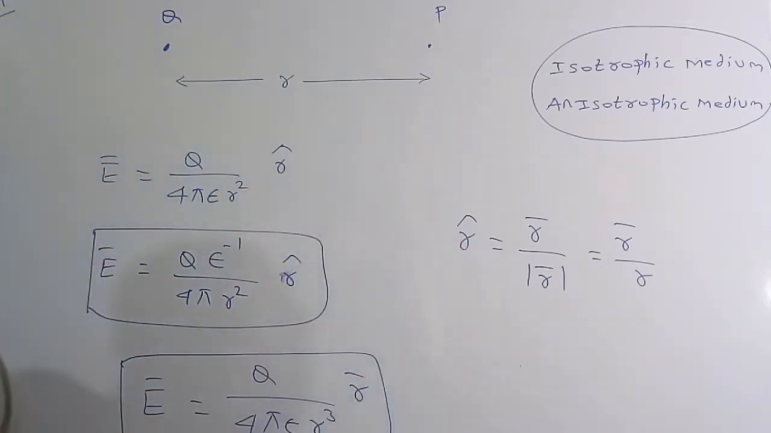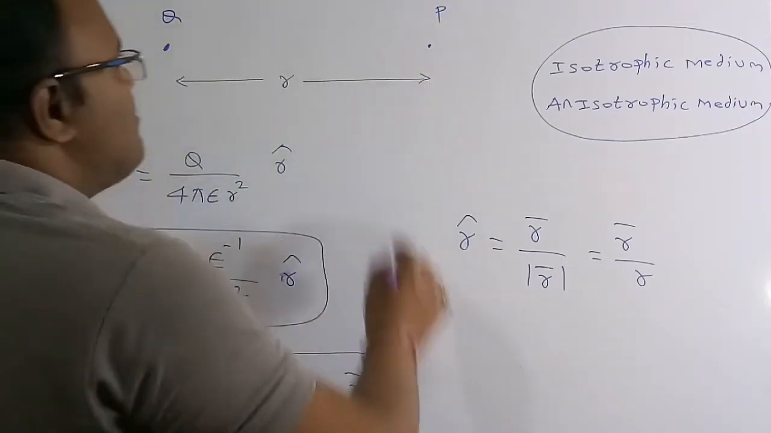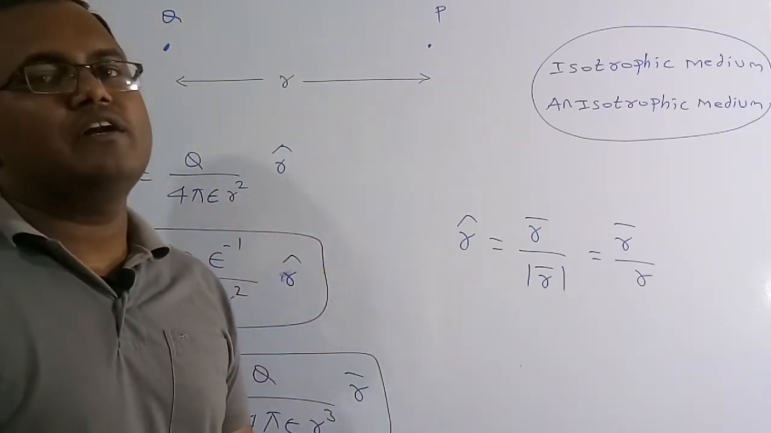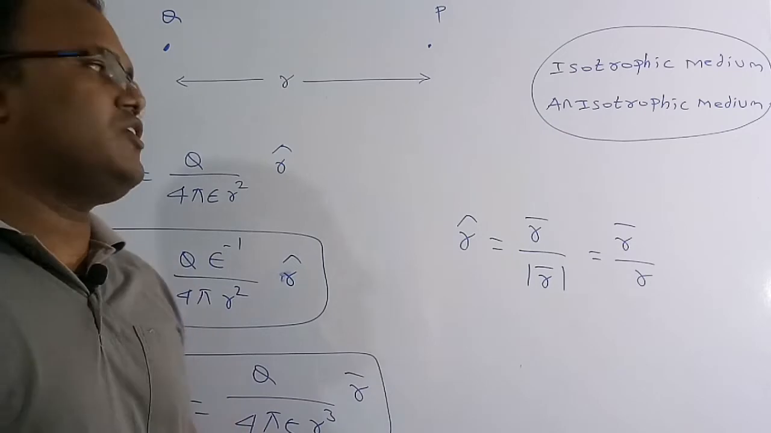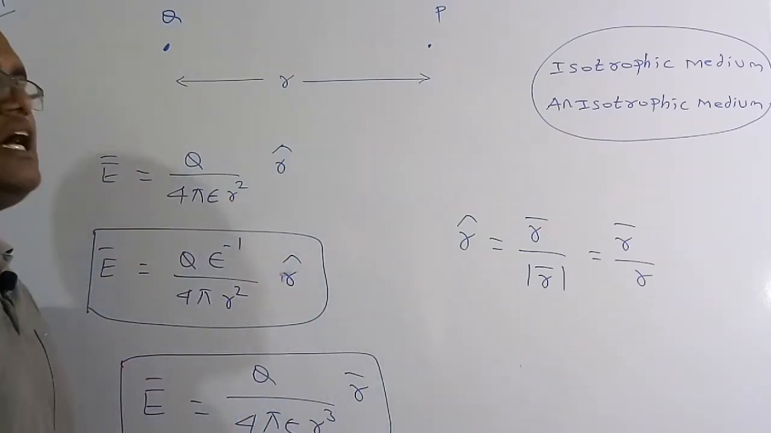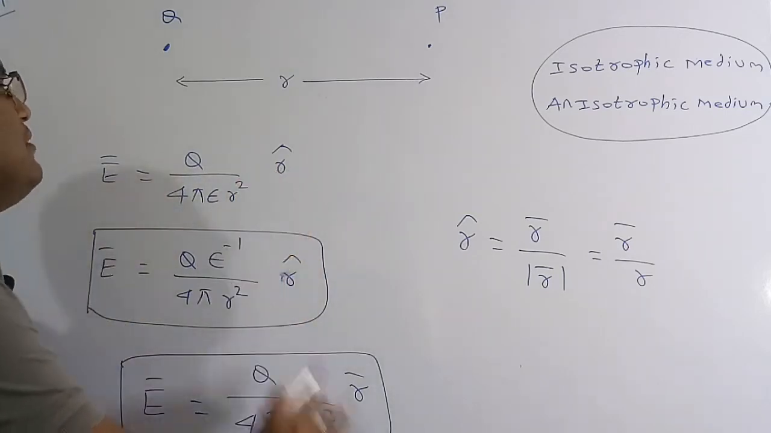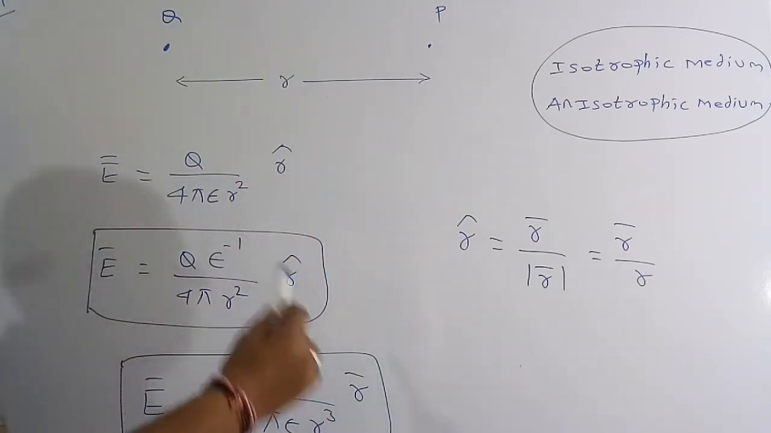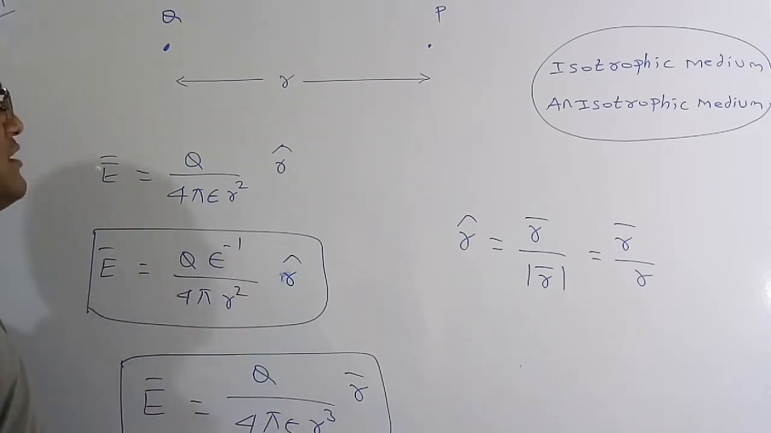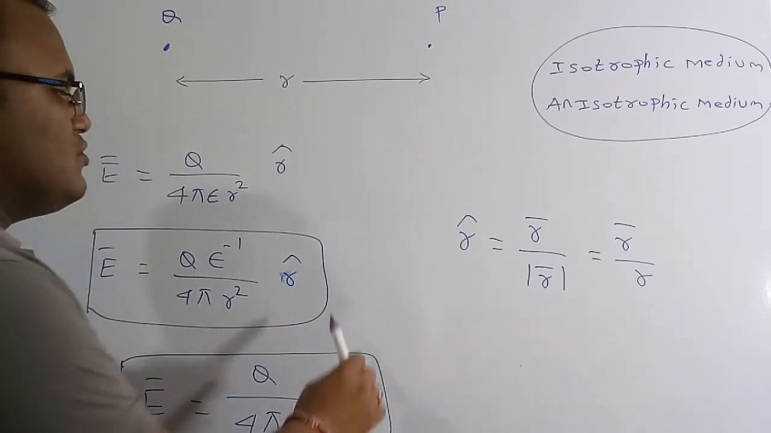Now suppose there is a charge q at a point P. This point is at a distance of r from the charge. We have to find the electric field at that point. The expression of the electric field is q by 4 pi epsilon r square in the direction of r cap. I can write this expression in another format: E bar is equal to q into epsilon inverse by 4 pi r square into r cap. This is the correct solution of this question.